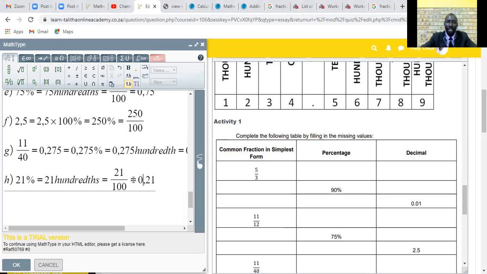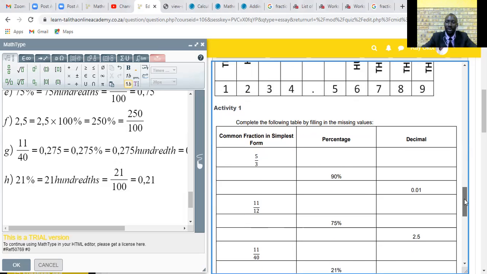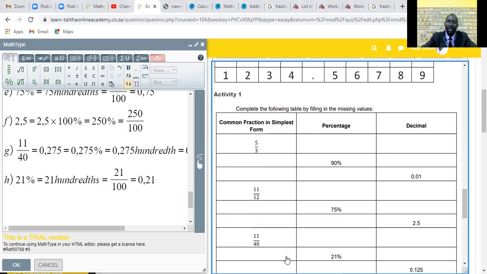And when we do that, what we get is the decimal fraction, which is the value which is needed here. Then in common fraction, it will be 21 out of 100. This is the version for the common fraction. This is the decimal. Then the last bit is activity 1 part I.